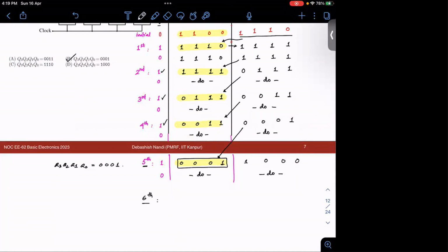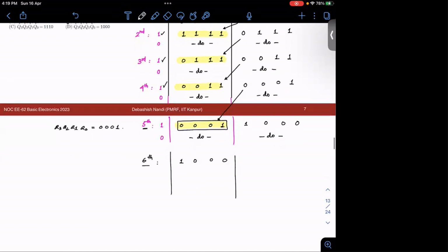So the 6th one, you see 1, 0, 0, 0 will be here, and whatever your output will be, this 0, 0 will become 1, then 1, 0, 0. Fine. Then again, if I go up to the 7th clock pulse, what do I have? I have here 1, 1, 0, 0, and this 0, 0 becomes 1, 1, again 1, 0. Fine. So 1, 1, 1, 0.